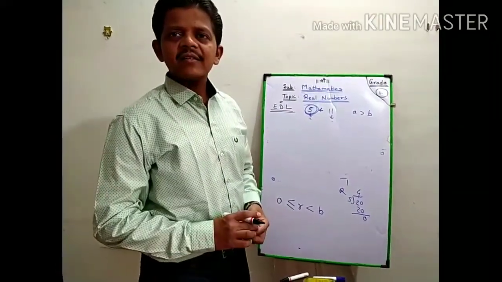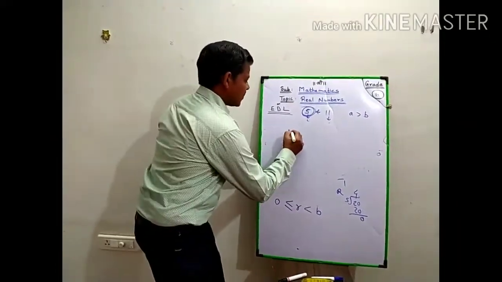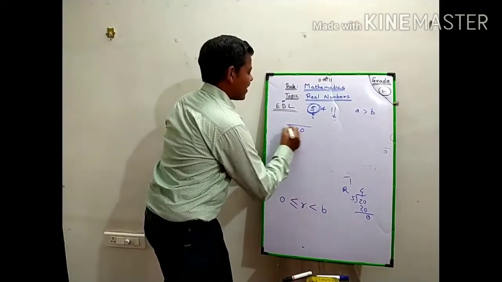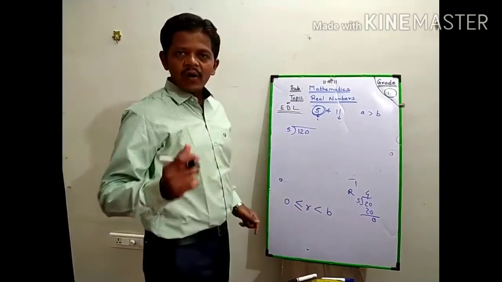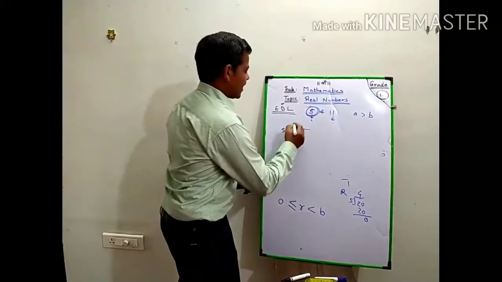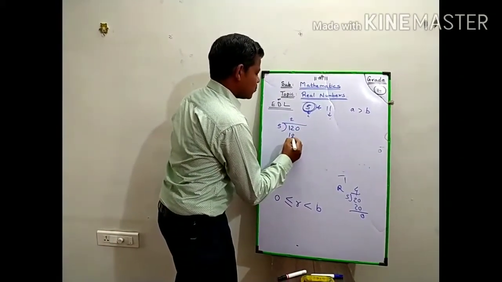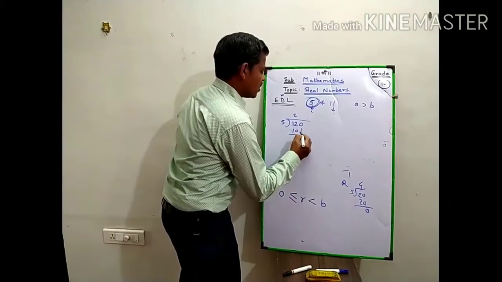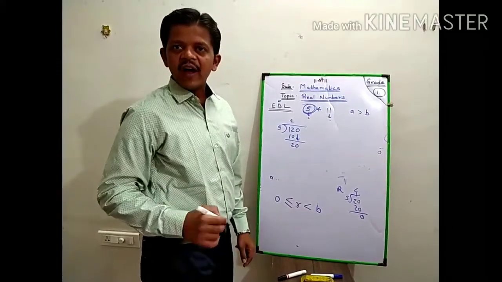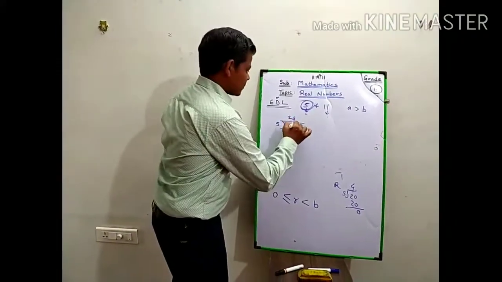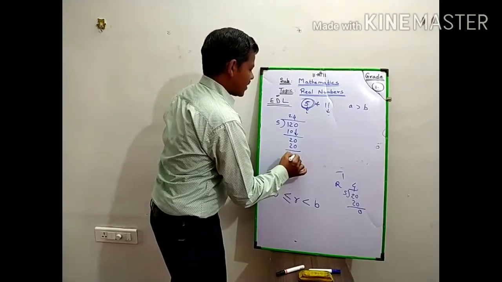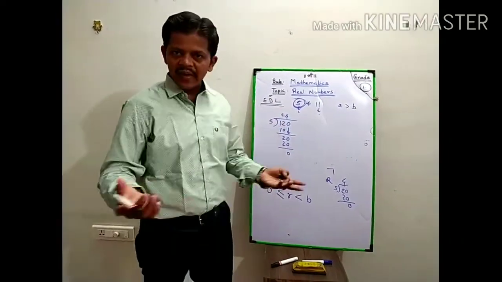120. So let me take 120 divided by 5. So tell me what? 5 2s are 10. Yes, you're right. 5 2s are 10. Remainder is 2. Carry down 0. 5 4s are 20. Remainder is 0. Means 5 into 24 is 120. It is a simple thing.